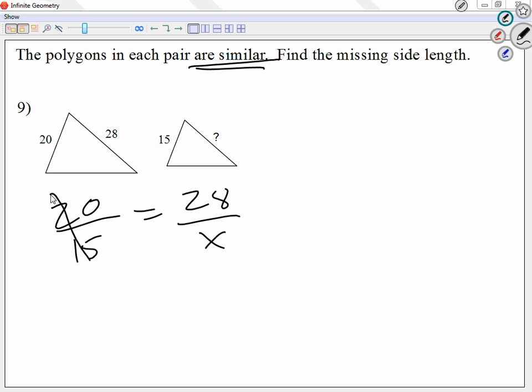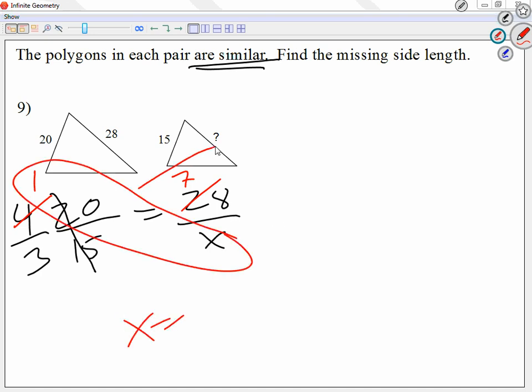In my case, 20 over 15, let me simplify the fraction as 4 over 3. I want to deal with smaller numbers. I can cross multiply. 4x equals 28 times 3. But since I don't want to use a calculator, I'm going to simplify 4 and 28. This becomes 1, and this becomes 7. I made my numbers smaller. Then I'm going to cross multiply. x times 1 is x. 7 times 3 is 21. So x equals 21.